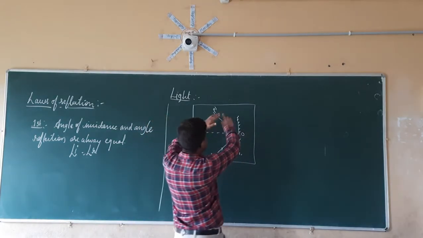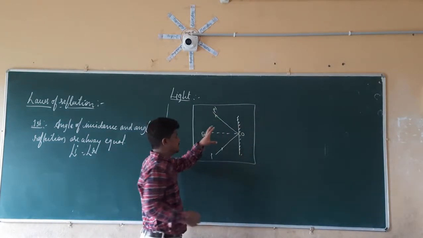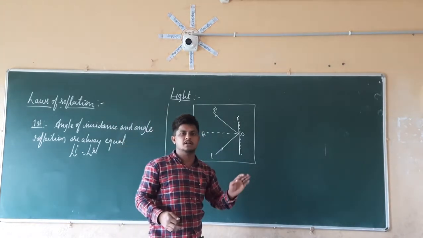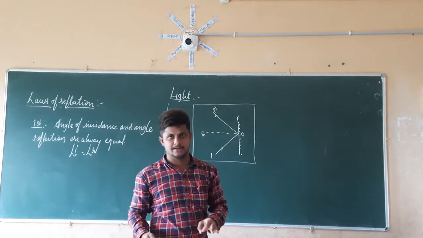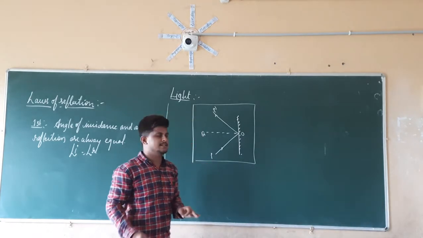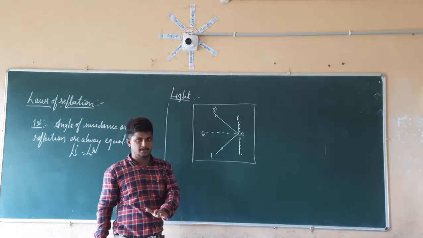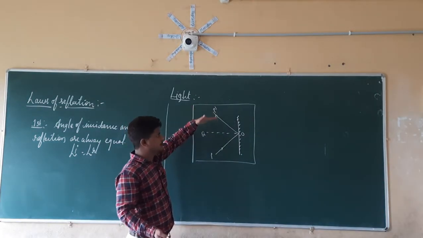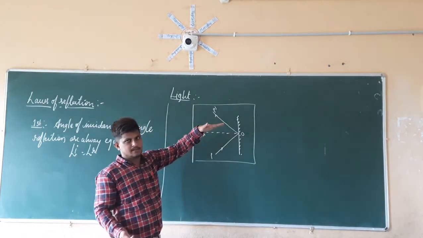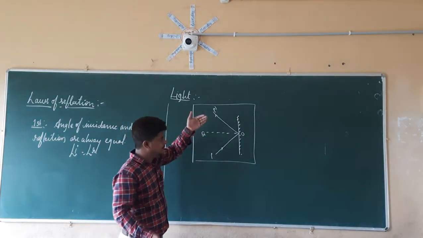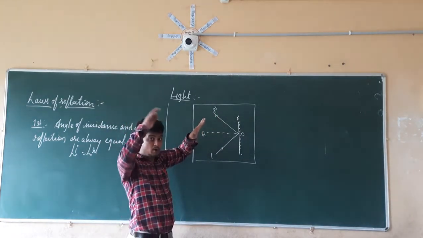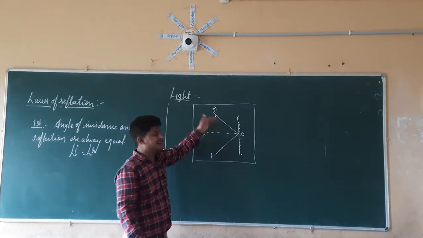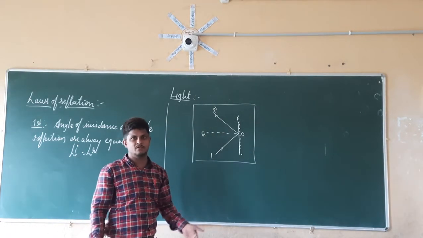Whatever we are seeing here, this sheet of paper is known as one plane. After folding the paper, that folded paper becomes the second plane. But we are getting the reflected ray above that folded paper, not inside it. So that reflected ray we are seeing in the same plane only.